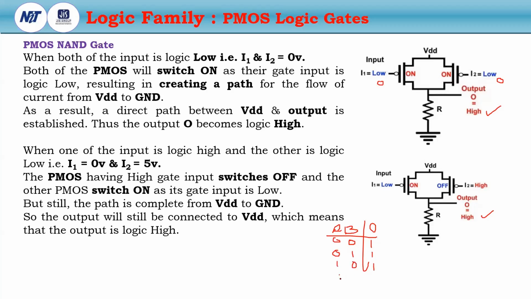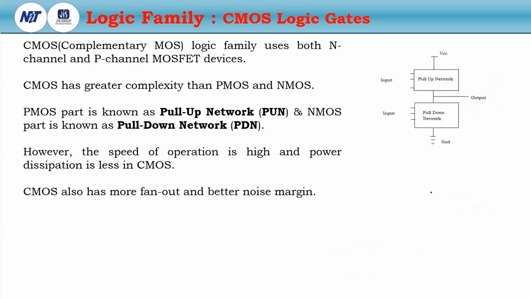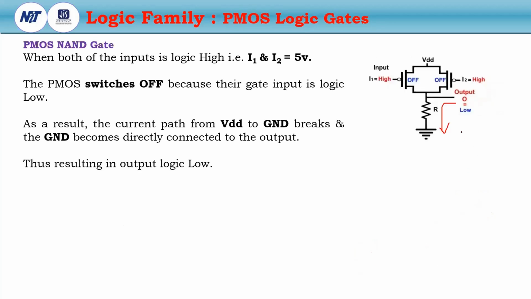And if both are turned off, then what happens? Here, if both are off, then the output gets a direct path to ground, and the output will be low. So the output will be 0. Okay. So this is the basic operation of the PMOS logic gates and the NMOS logic gates.